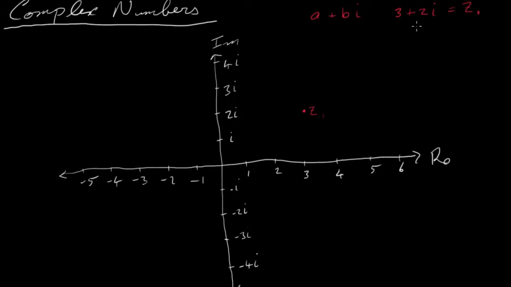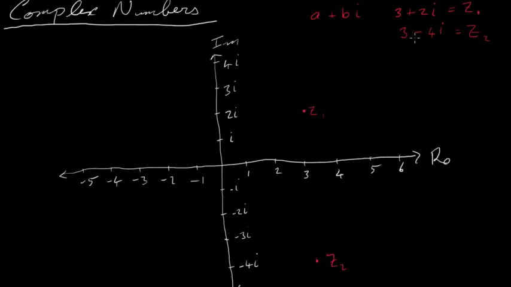Now if you take another one, let's say 3 minus 4i, we'll call this one z2. You do the same thing again. Sorry, this is our imaginary number here, minus 4i. This is our real number here. So let's go out 3, and then we go down minus 4i. 1, 2, 3, 4. So z2 is going to be here. So that's going to be our z2.